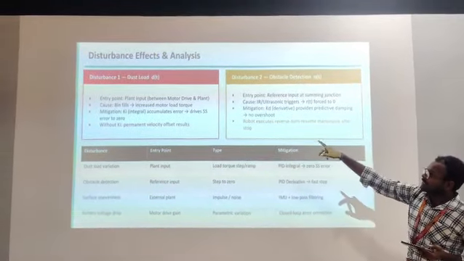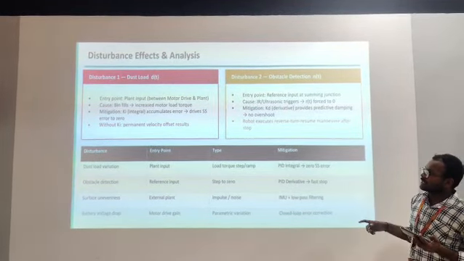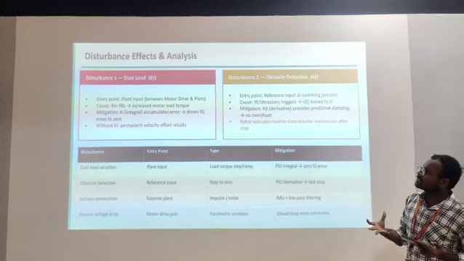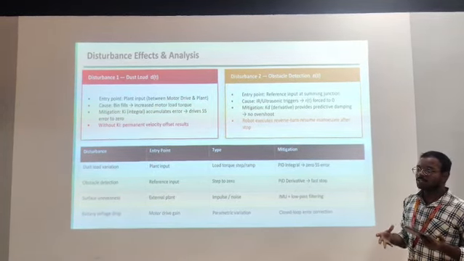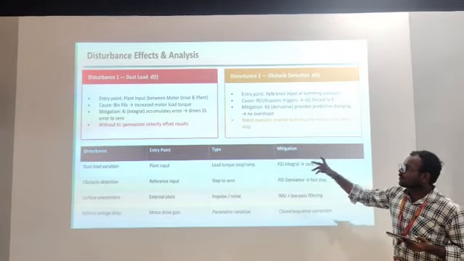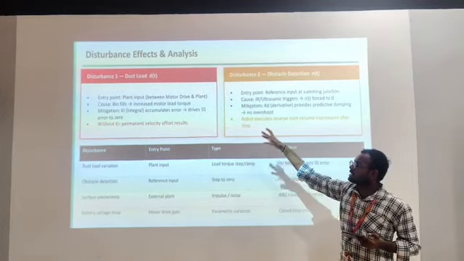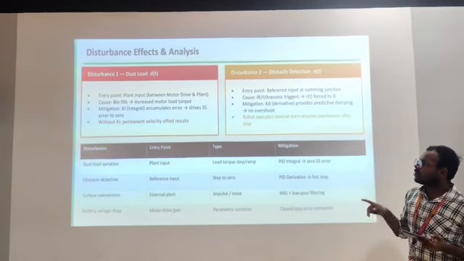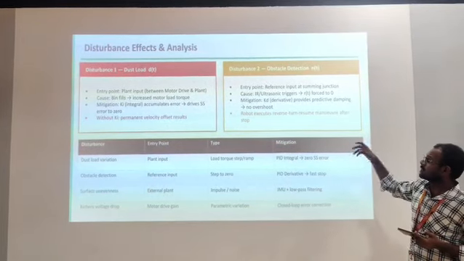Disturbance 1 lies between the motor drive and the plant. It makes the bin fill, which increases the motor load torque. How can we reduce this effect? When the integral accumulates, it drives the steady state error to 0. Without integral gain, a permanent velocity offset results.